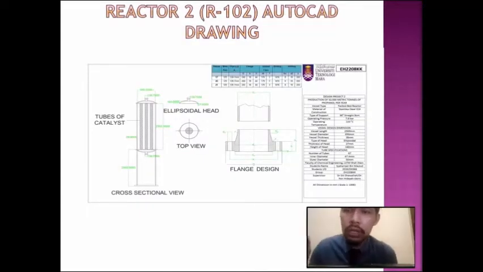We can get the AutoCAD drawing after we do the calculation about the diameter, volume, length, and the mechanical design. From that, the type of vessel, which we already know, is the packed bed reactor, and the material of construction for this reactor is stainless steel 316, and the type of support is the 90-degree straight circuit. The operating pressure and temperature are the same, 120 degrees Celsius and 780 kilopascal.